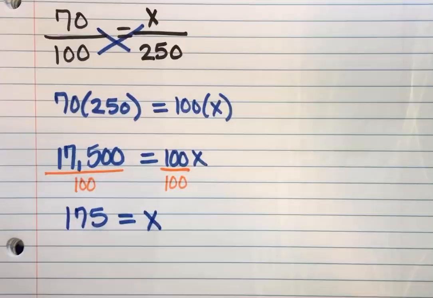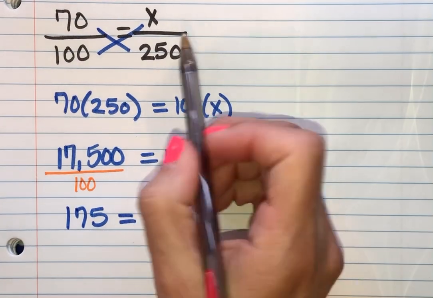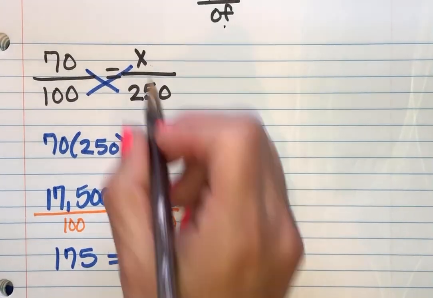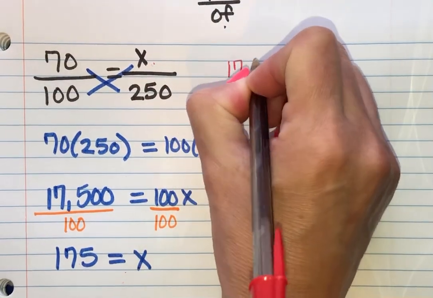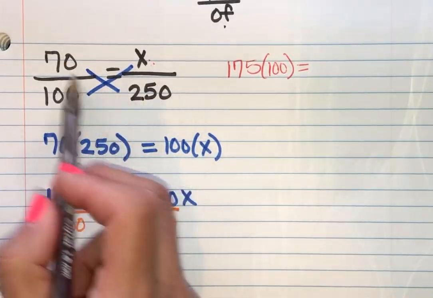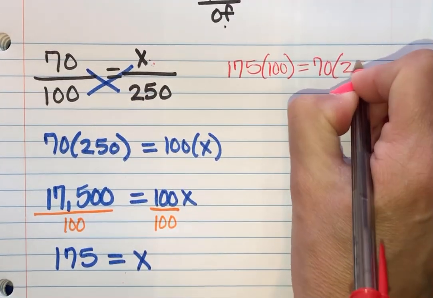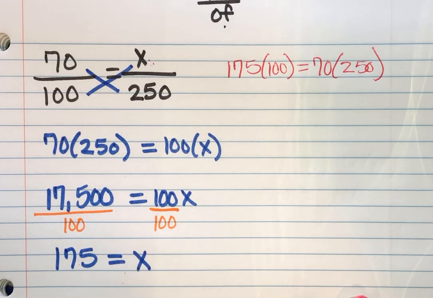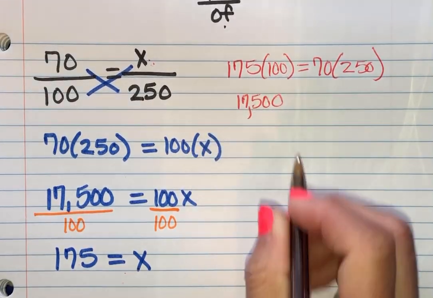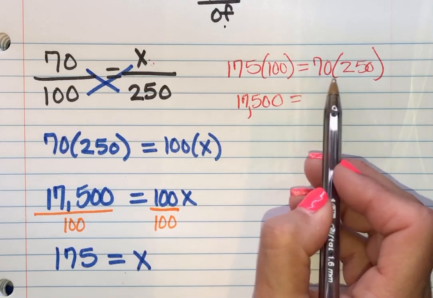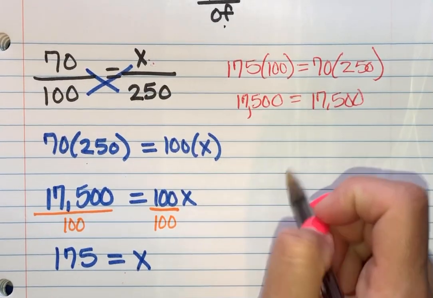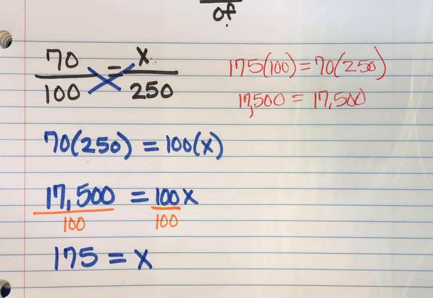So again, you guys should now use this x value, substitute it back up here to make sure you are correct. So let's see. If 175 equals x, then that means 175, your x value, times 100 should equal this other diagonal, 70 times 250. Well, 175 times 100 is going to give me 17,500. And you guys already multiplied these two over here, and we know that equals 17,500. So these are correct. Okay, so that's number 2.